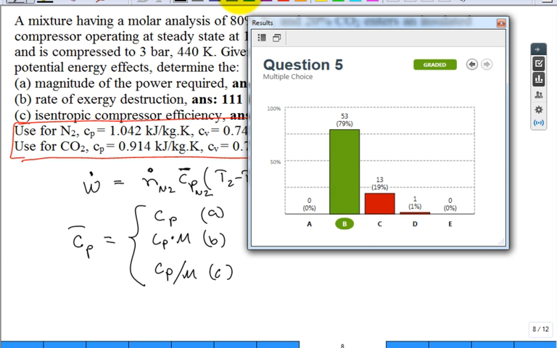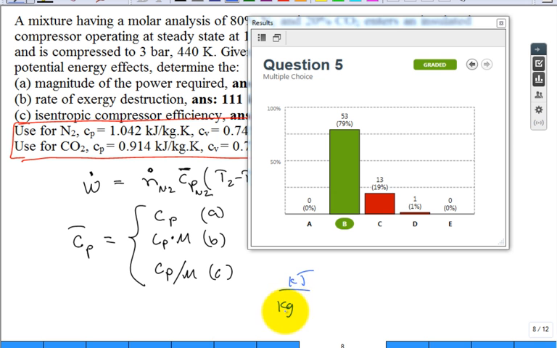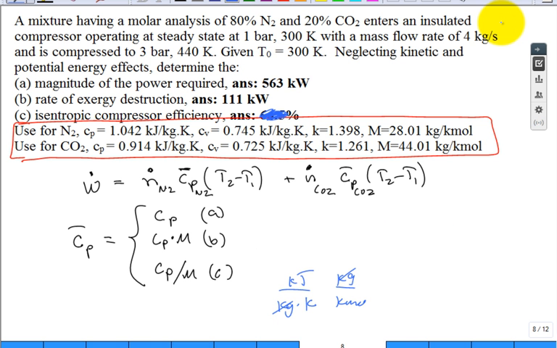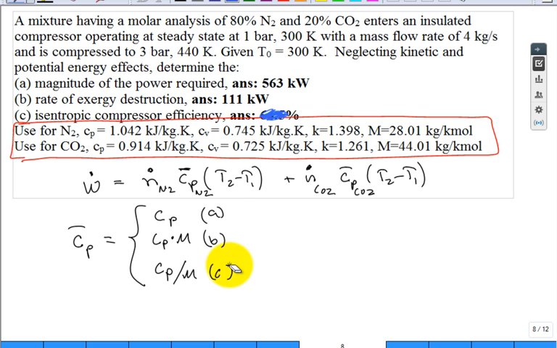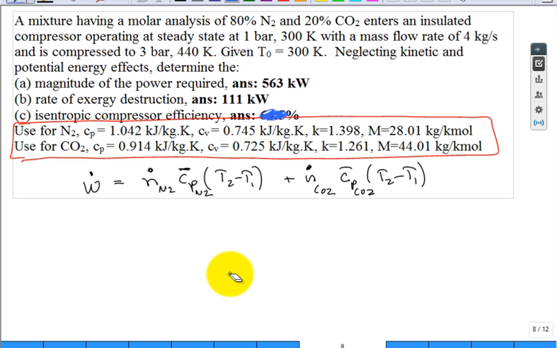You just check your units. It's kilojoules per kilogram Kelvin. I want it kilojoules per kilomole, so I multiply by kilograms per kilomole, and that was big M. I multiplied by molar mass. Make sense? Okay. So that's how you would solve for part A, and even how to get the molar properties. Or you can just get the mass flow rates. We had that too.